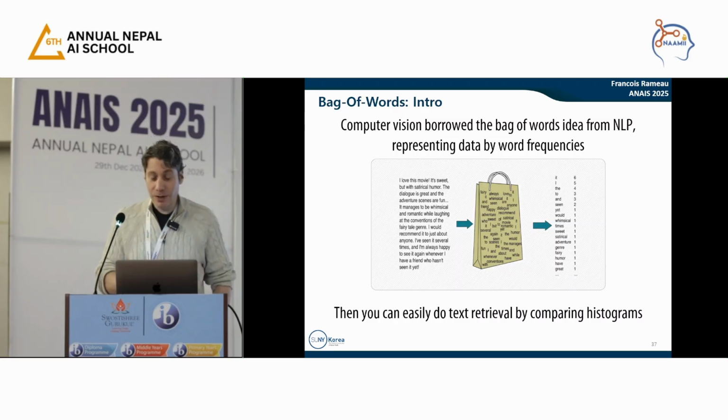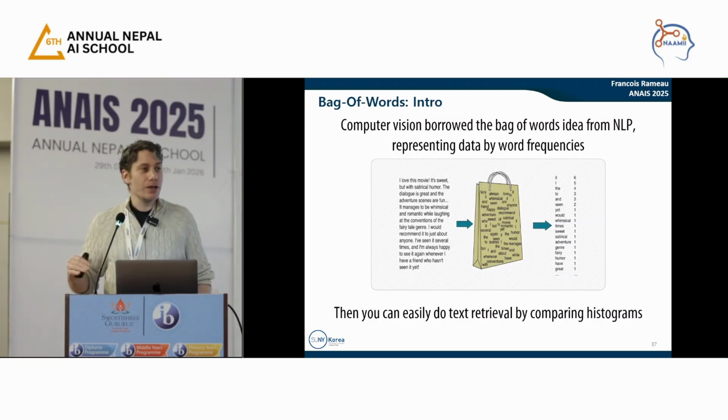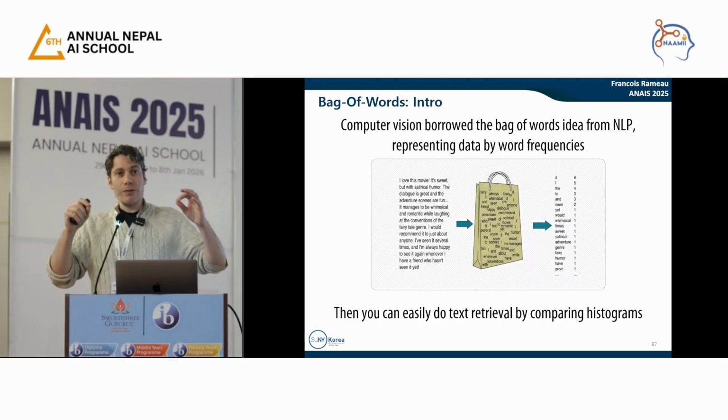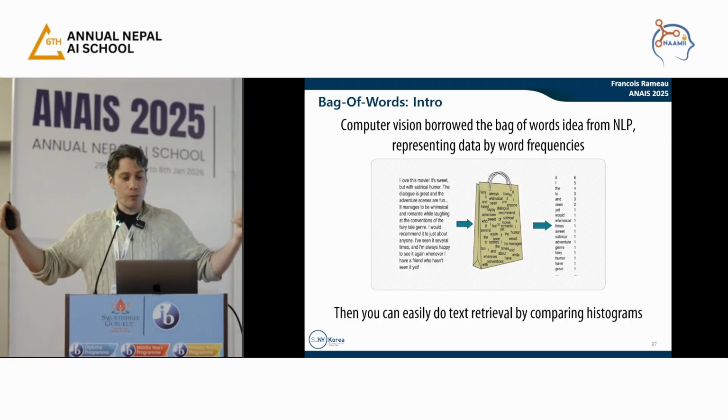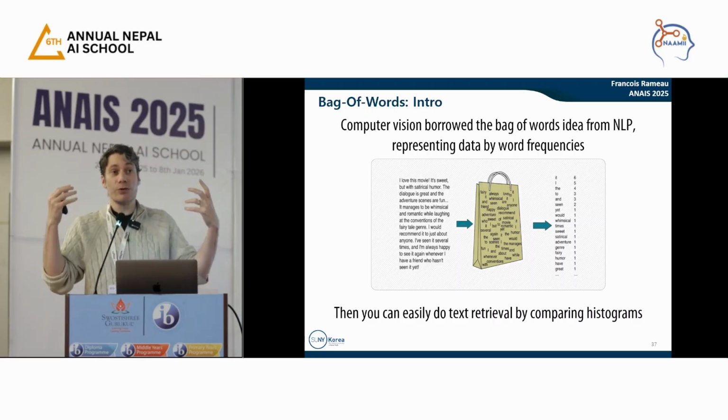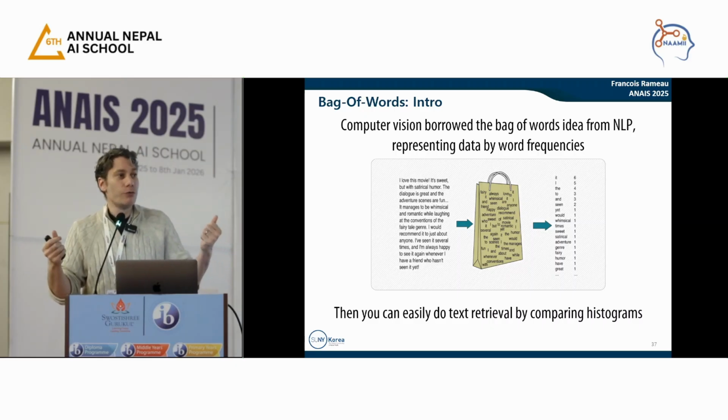Imagine you have a dictionary, okay? Like a normal dictionary, the list of all the words in your language, in English, whatever. You take a text, and every time you see a word, you do +1 for this word. So you create a histogram of words, and this histogram will be representative of what is inside your text. So imagine you have a football magazine.